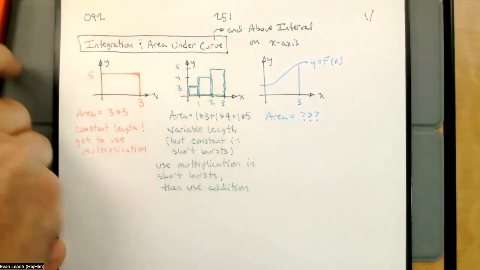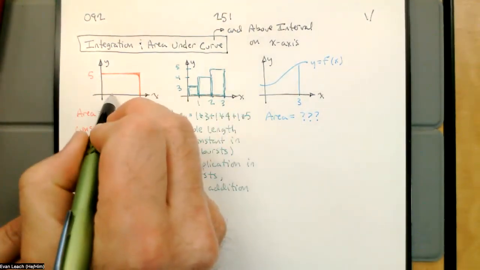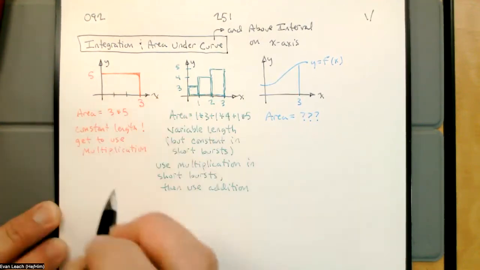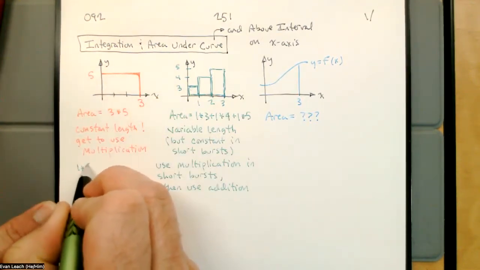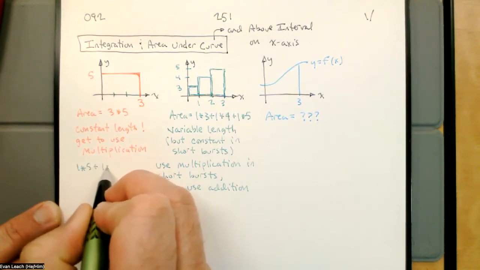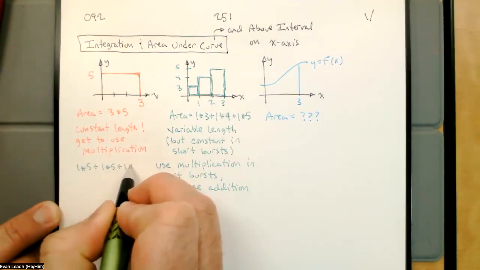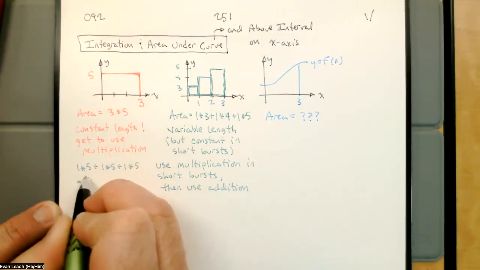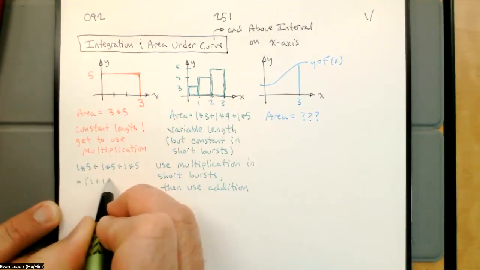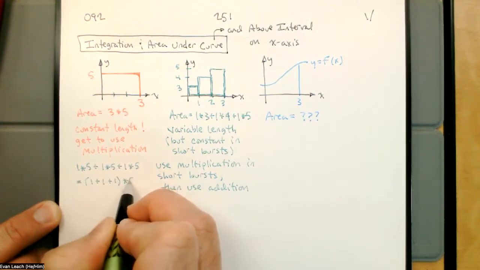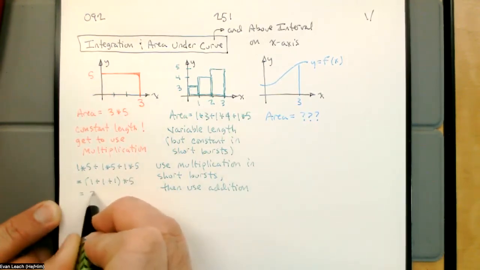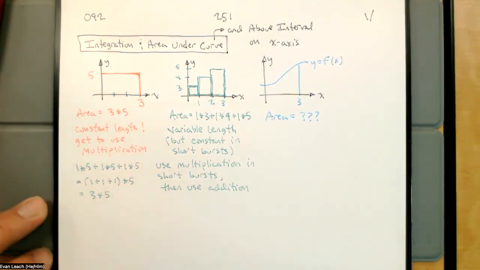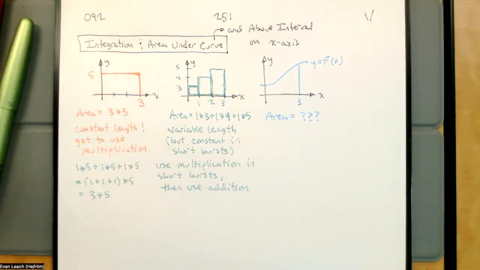So thinking of the constant length in terms of the variable length, this is like 1 times 5 plus another 1 times 5 plus another 1 times 5. We can factor a 5 out because algebra. And that's the 3 times 5. So we're really just doing the same thing. We're just doing the fast version of things. That's what multiplication is. Multiplication is just addition when everything is the same.